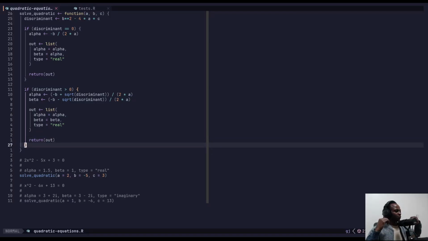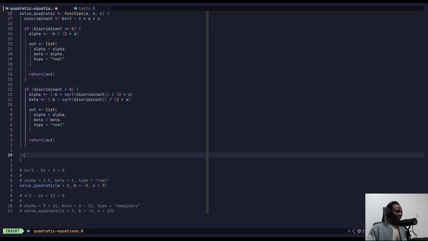Now, we have checked whether the discriminant is equal to 0, and we have checked whether the discriminant is greater than 0. Now, there's only one remaining possibility: the discriminant is less than 0. That means we are about to deal with imaginary numbers. So how do we handle that? What we need to do is deal with the square root portion, right? Let's just call it the square root part. How are we going to handle it?